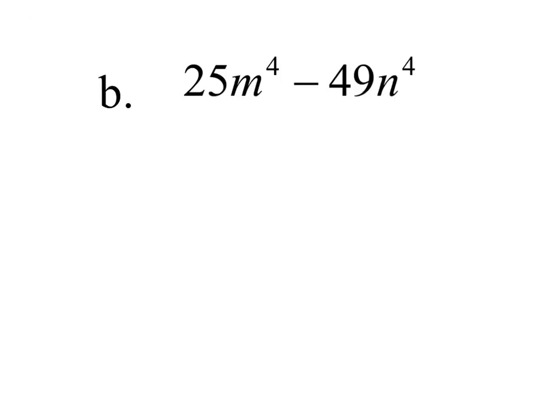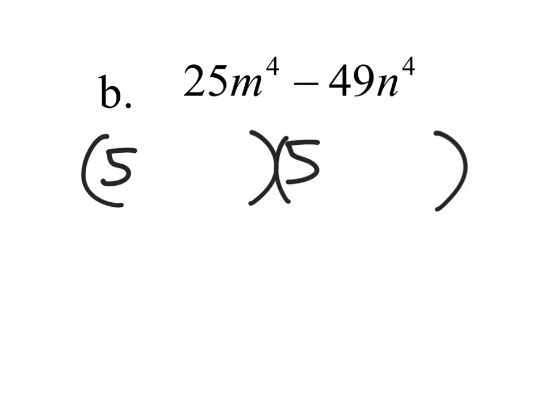Let's factor question 4b, and I can see that this is a difference of perfect squares. So we're going to set that up with 2 sets of open parentheses, and I know that what times what gives us 25? Well, because this is a perfect square, 5 times 5. Likewise, m to the 4th is a perfect square, so it's going to be 5m squared times 5m squared.